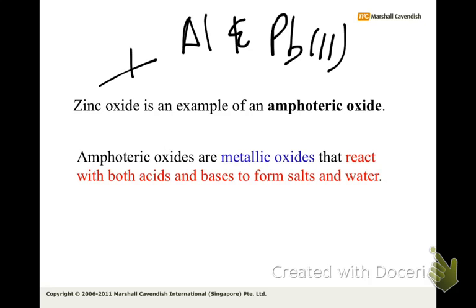Wait, is that right? Zinc, aluminium and lead 2. Okay, correct.